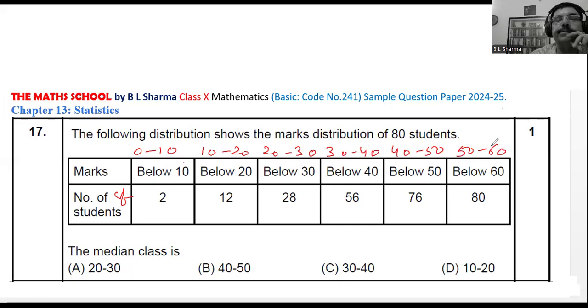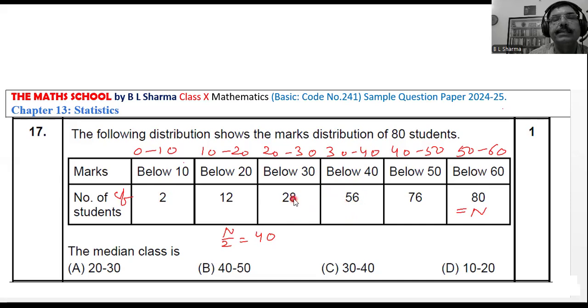ये हमने इसको कंटिन्यूअस क्लास इंटरवल में कन्वर्ट कर दिया है और ये कम्युलेटिव फ्रीक्वेंसी है. आप देखिए कि the sum, n here total is n is equal to 80. So n by 2, 80 by 2, that is 40. हमें ये देखना है कि ये 40 कम्युलेटिव फ्रीक्वेंसी में कहाँ लाई करता है. देखिए 2 भी नहीं, 12 भी नहीं, 28 भी.